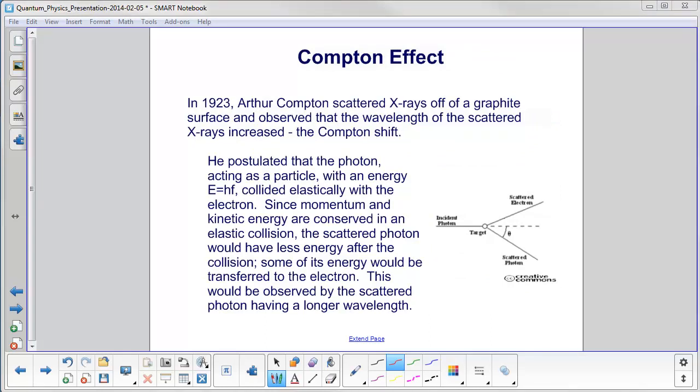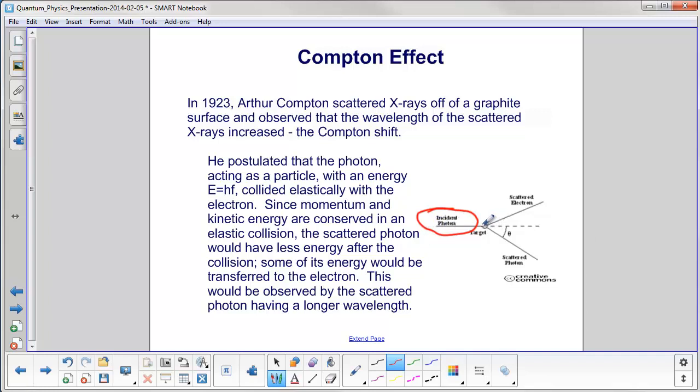In 1923, Arthur Compton scattered X-rays, and this thing here where it says incident photon, these are X-rays. He scattered them off of a graphite surface, which is called a target right there, and he observed that the wavelength of the scattered X-rays increased, and this was later named the Compton Shift.